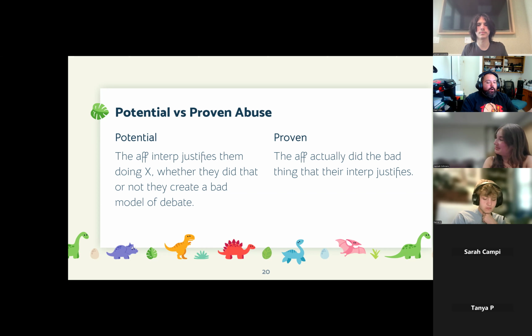However, you can obviously argue that it skewed the MG strategy, and that was proven abuse, right? Sure, they didn't actually kick it, but it changed how we had to approach the debate because we had to assume multiple states of uniqueness, et cetera. Sometimes there's not a clear bright line between these two things.